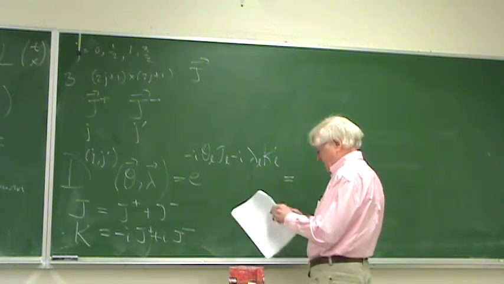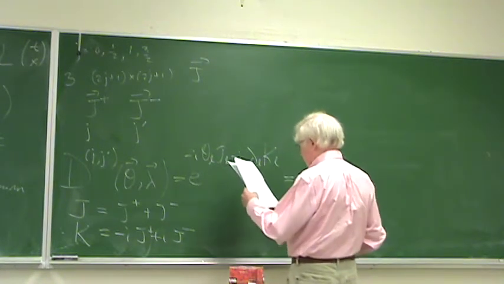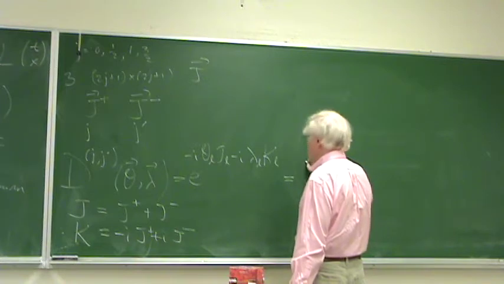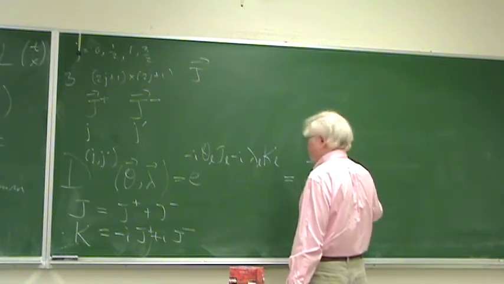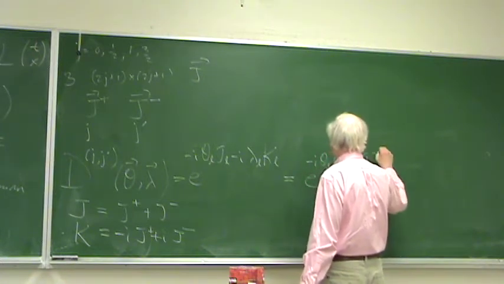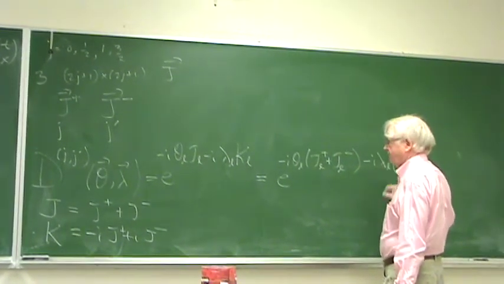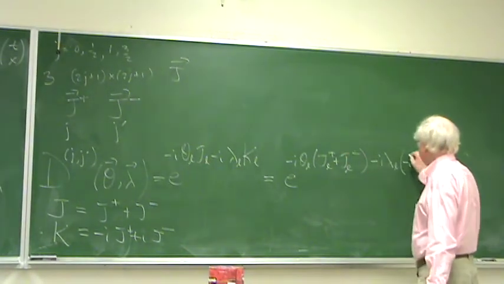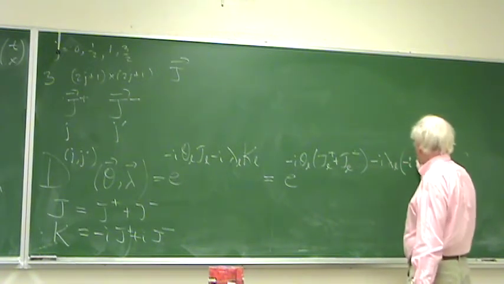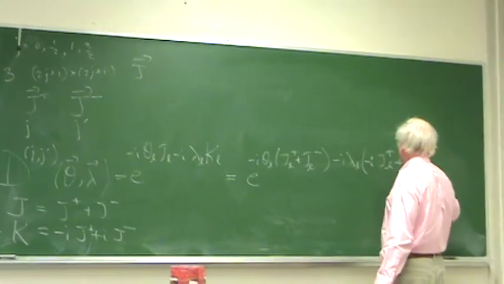And so we just substitute. And what does this give us? This gives us E, and now J_L is going to be, so let me do this in two steps. Theta_L, and this J_L will be J plus L plus J minus L, minus i lambda_L. And these K_L's are going to be minus i J plus L plus i J minus L.